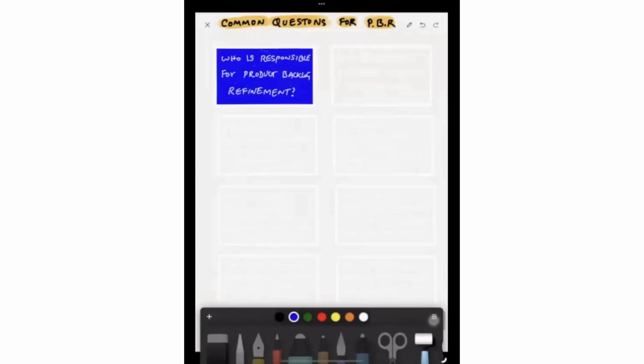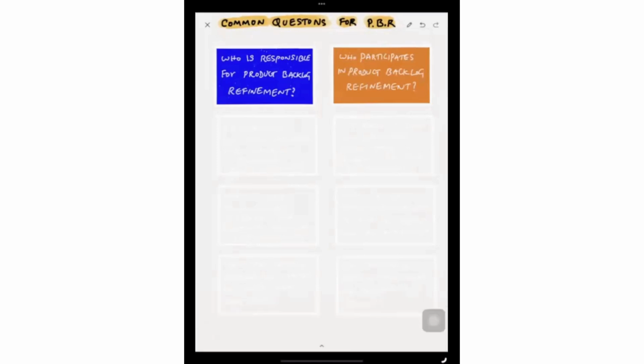Now let's see some common questions related to the product backlog refinement. Who is responsible for product backlog refinement? The product owner is responsible for backlog refinement. Who participates in product backlog refinement? Usually the Scrum team participates, including all the developers, product owner and Scrum Master. They participate in the product backlog refinement.